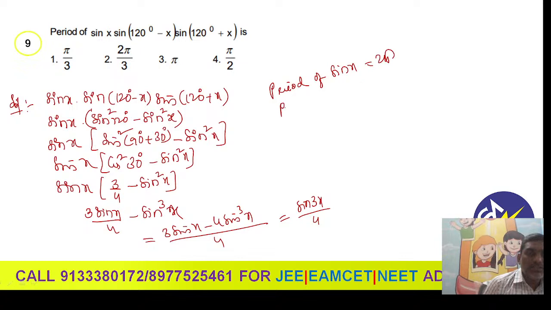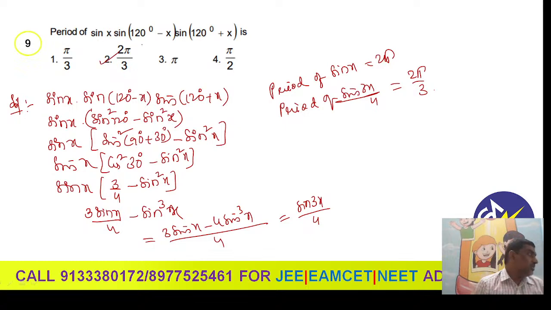So if the period of sin x is 2 pi, then the period of sin 3x by 4, here the x coefficient is only 3, not 3 by 4. The x coefficient is only 3. So this is equal to 2 pi by 3. Then what is the answer for question number 9? It is 2 pi by 3. Okay. Next question.